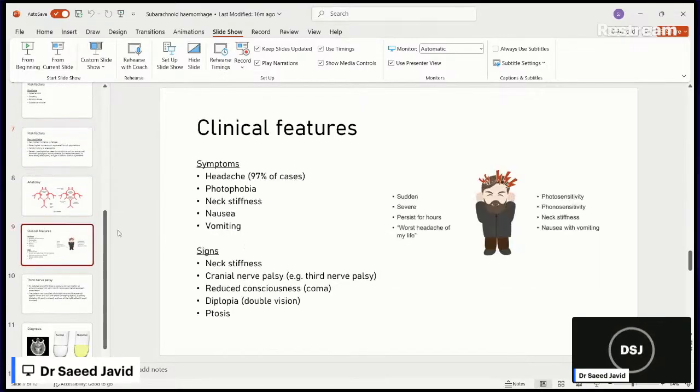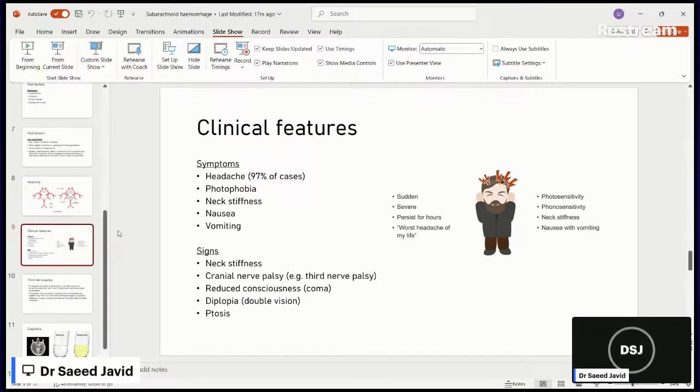In terms of the clinical features, subarachnoid hemorrhage typically presents with what we call a thunderclap headache. Oftentimes these patients come in and describe it as the worst headache they've ever had, the worst headache of their life. It's excruciatingly painful, and it reaches maximum intensity within seconds. Just within a flash, they develop this horrendous headache. A thunderclap headache itself should make you very suspicious of a subarachnoid hemorrhage.